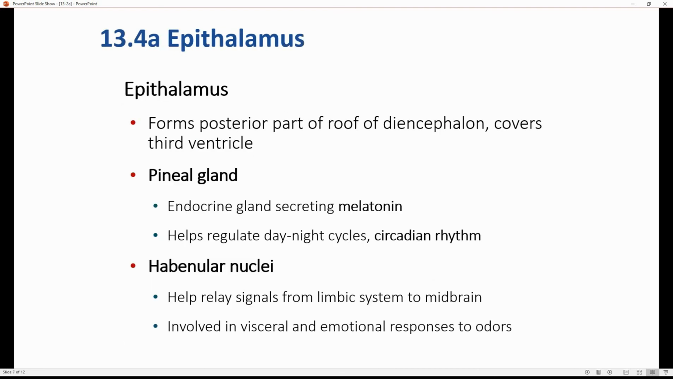The epithalamus is comprised of the pineal gland and the habenular nuclei. Habena means rein, as in horse reins. Habenula is the little reins, and they help to relay signals from the limbic system to the midbrain. The pineal gland functions in secreting melatonin, which is important in regulating circadian rhythm, which is your day-night cycle.